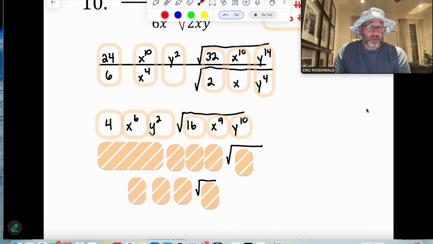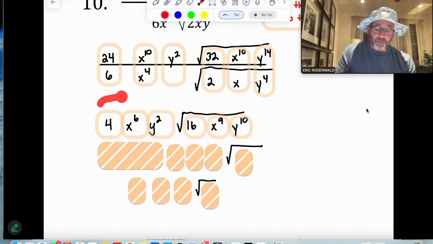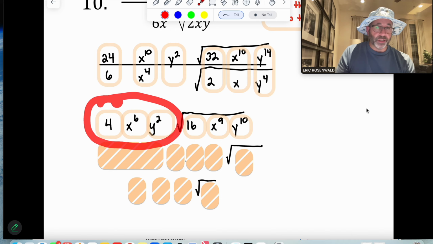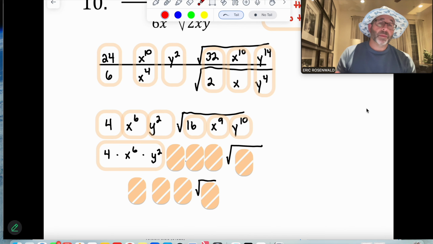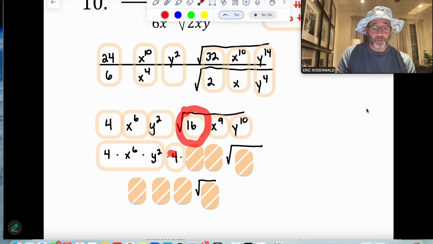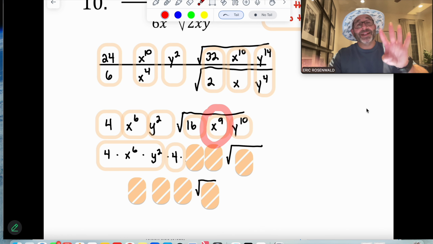Now we just have to go through and break everything up. The stuff on the outside here isn't going to change yet. We don't have anything to do with it at this moment, so we could just carry that down. It's ready to go for the next part of our problem. But let's break up each one of the inside parts. Square root of 16, I mean. What's the square root of 16? It's just 4. Okay. X to the 9th. So we have 9 x's.